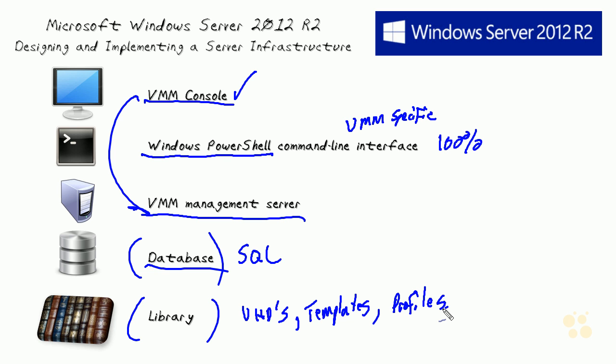Now here's the interesting thing. By default, unless you change it, the VMM management server is also going to be where your library is. However, you can add additional servers that are just library servers for your catalogs, okay? So you can add those later on.